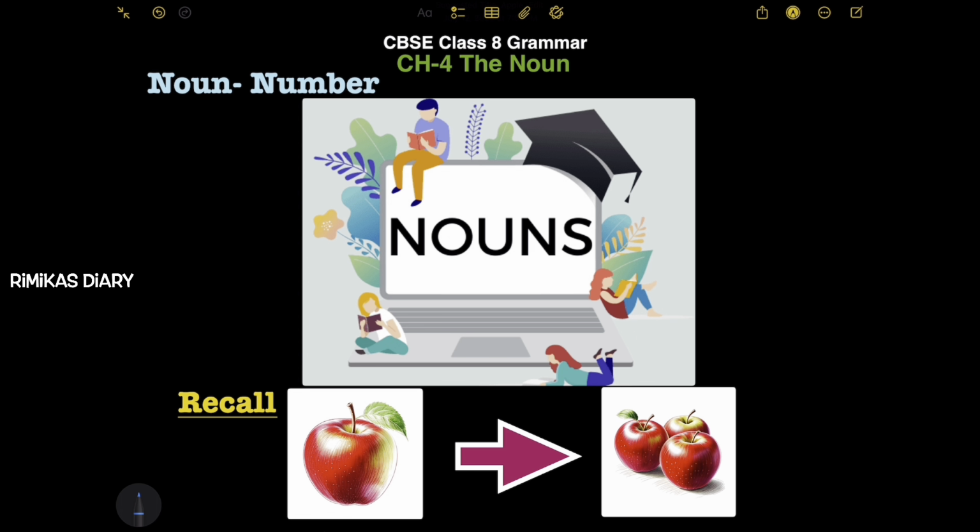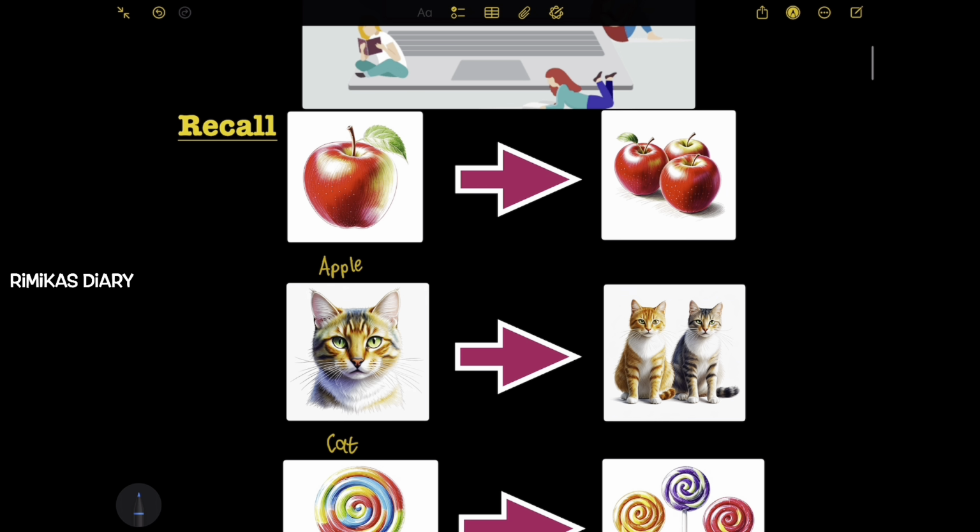Today we're going to be seeing some grammar in CBSE Class 8, Chapter 4, the noun. This is part 2 of this chapter. In this part, we'll be covering noun number, so singular and plural, and we'll also be covering gender. First, let's see noun number. Let's recall what we have learned in previous classes.